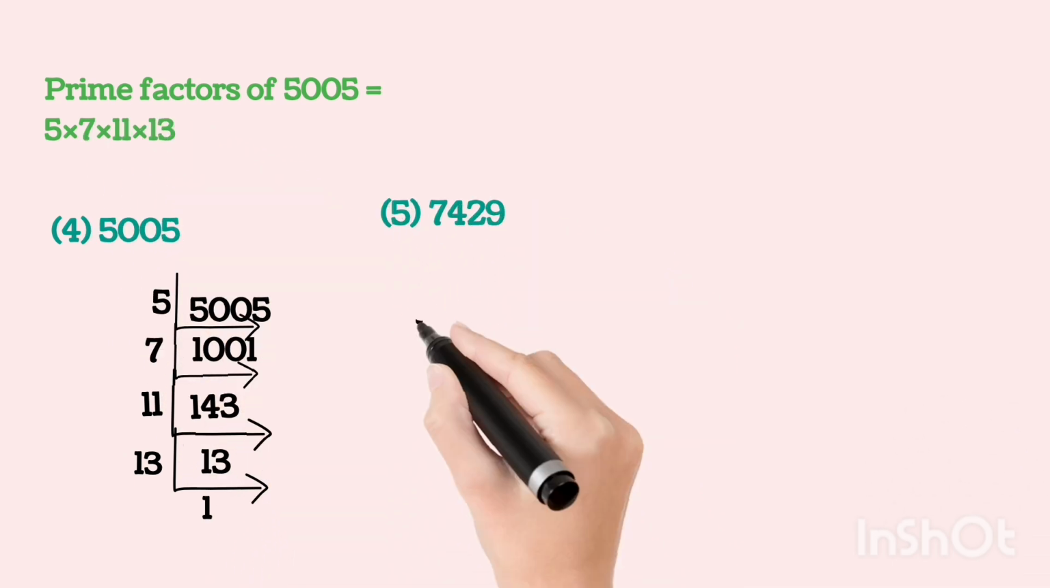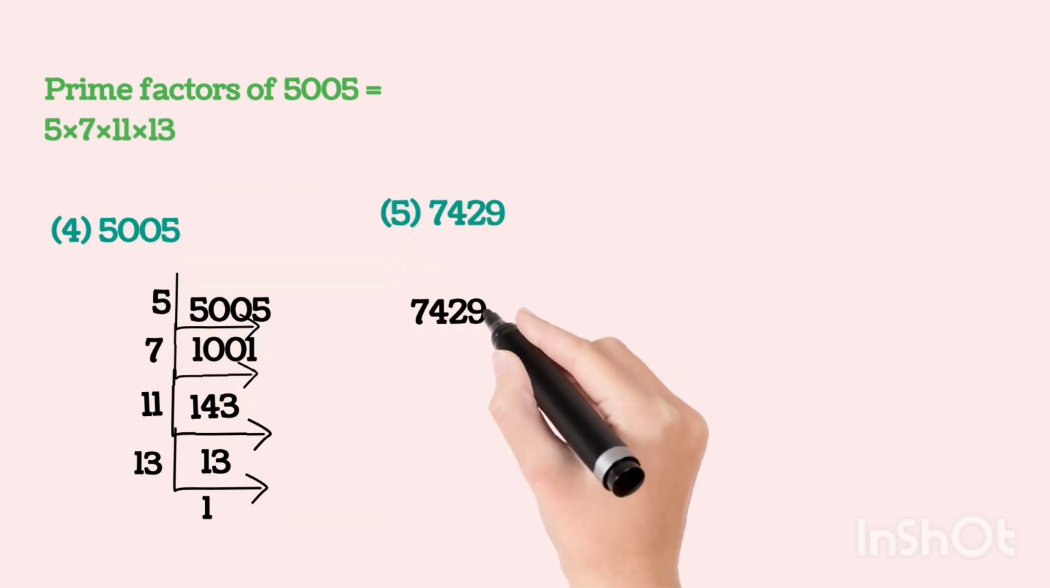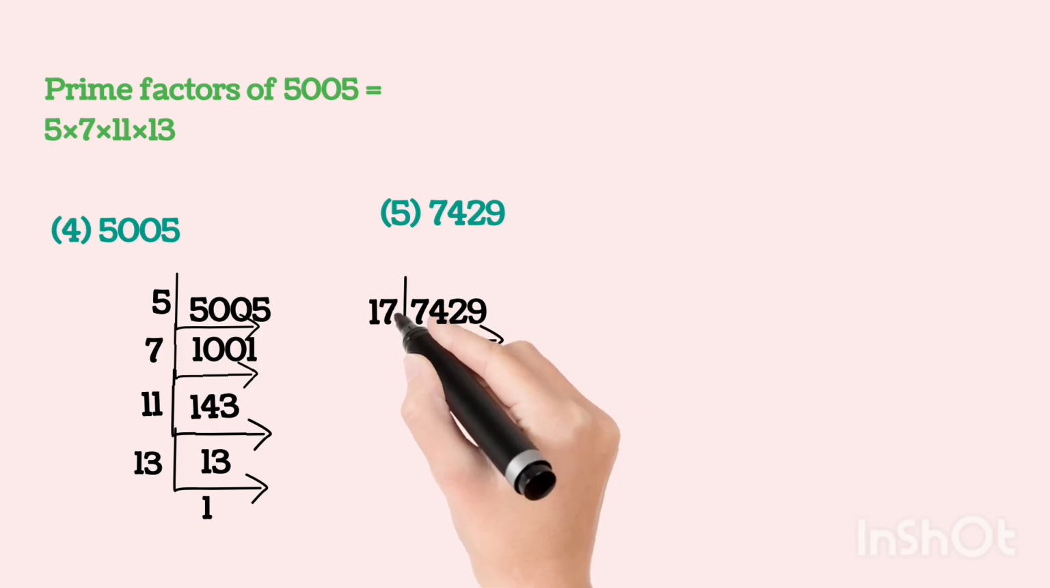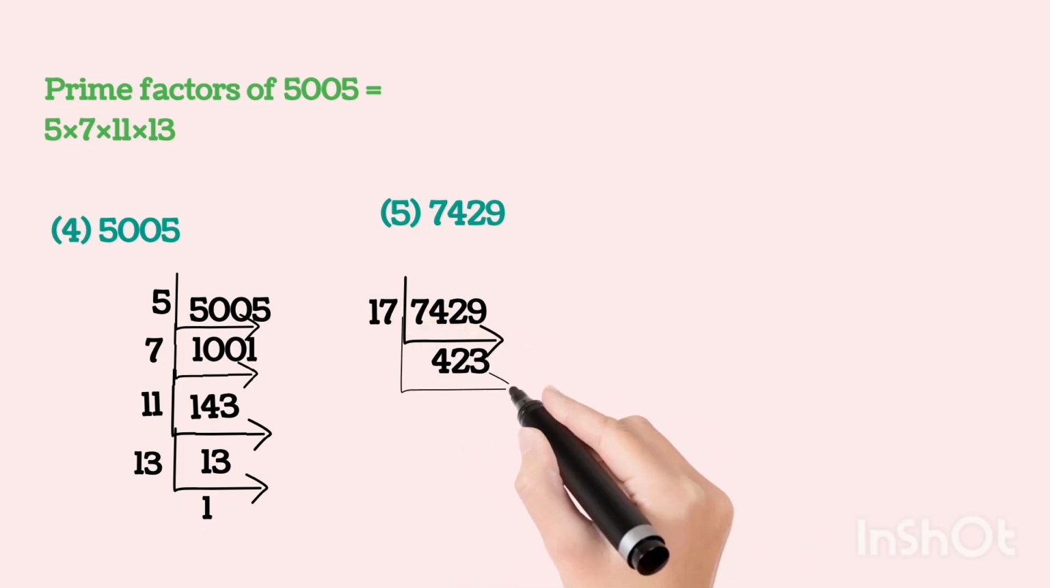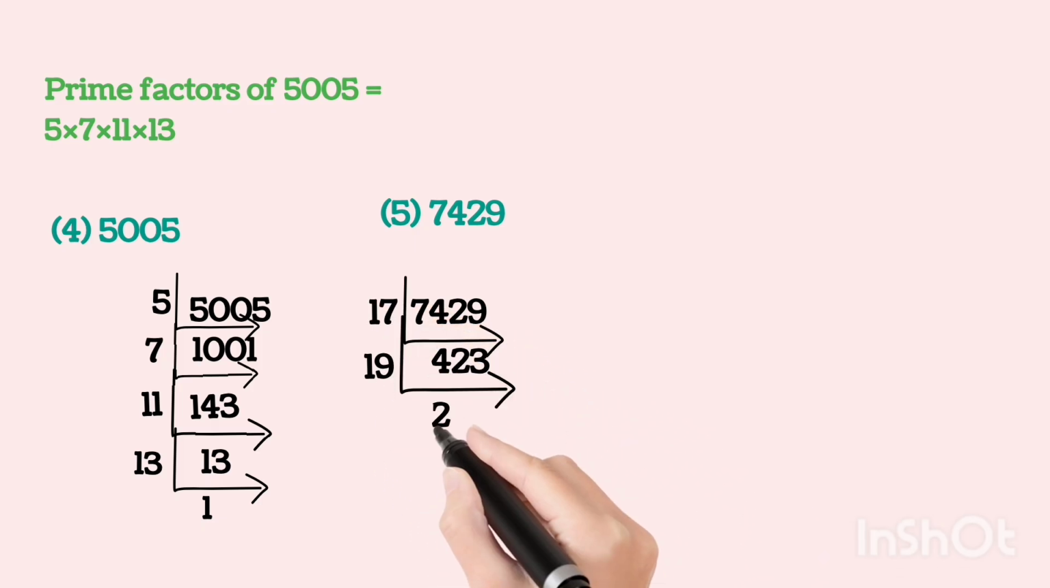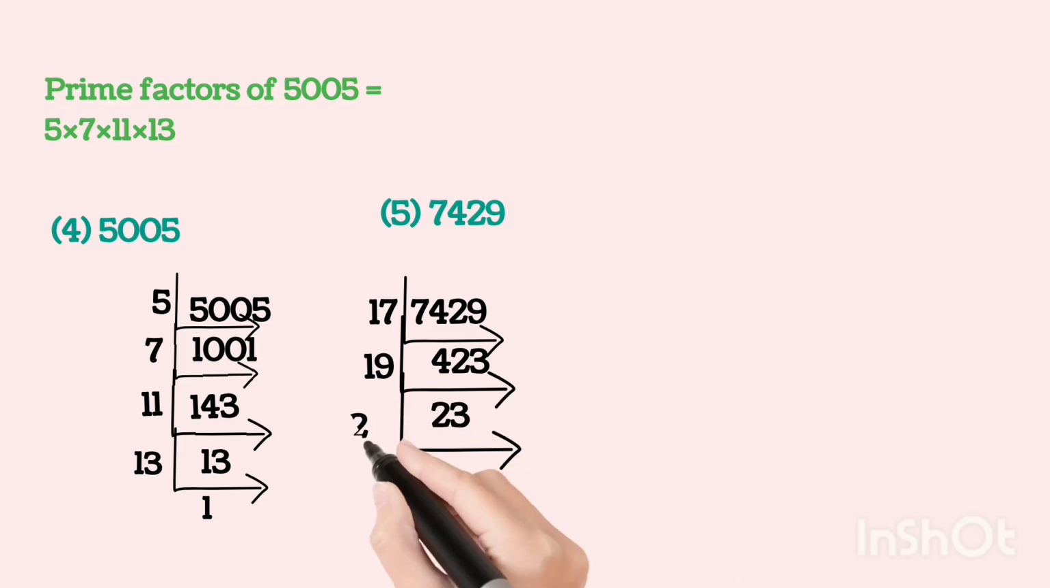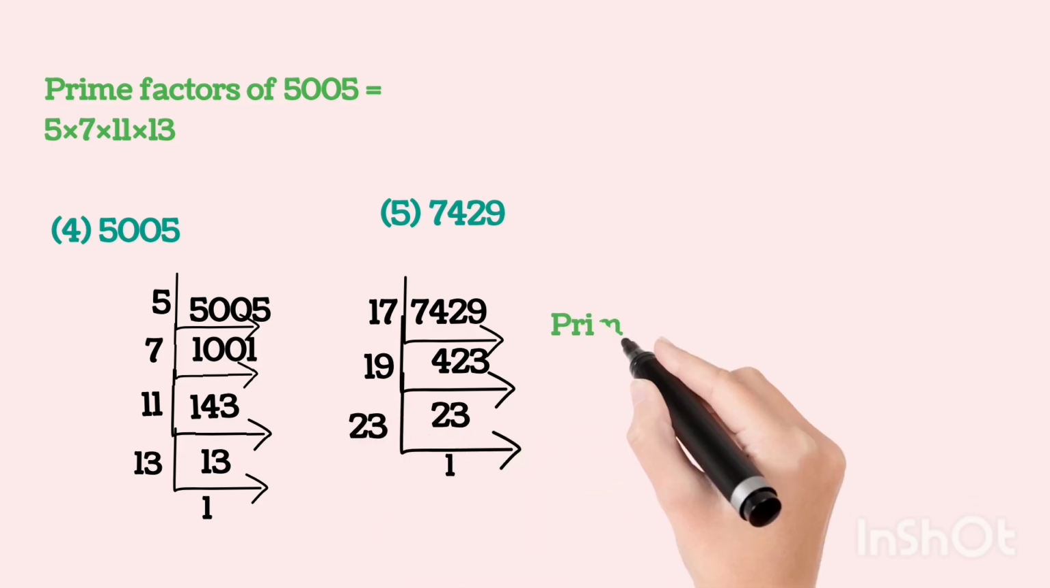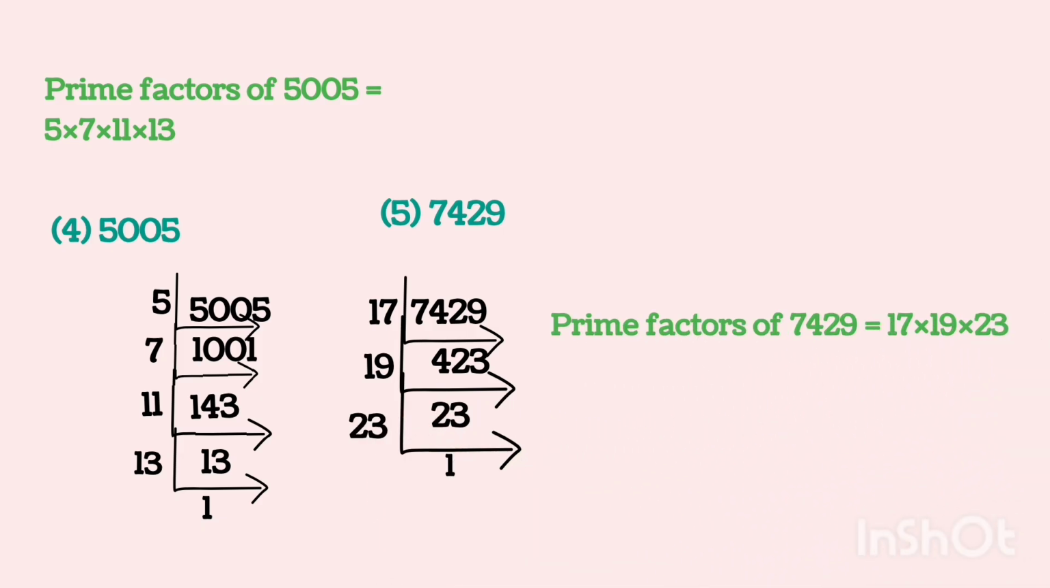Next, 7429. 7429 divided by 17 and the quotient will be 437. 437 divided by 19 and the quotient will be 23. 23 divided by 23 and the quotient will be 1. Prime factors of 7429 equal 17 into 19 into 23.